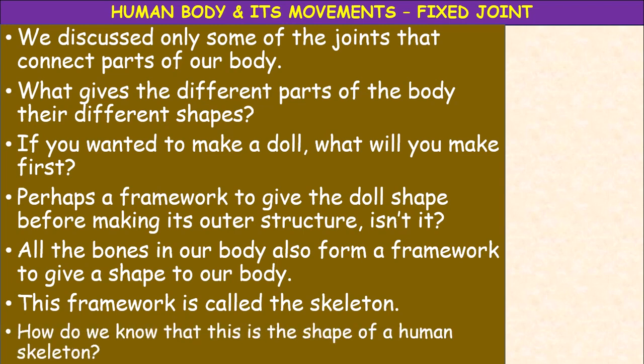Okay, how do we know that this is the shape of a human skeleton? Because the framework resembles the structure of our body. That's why we can easily identify that it is the shape of a human skeleton. In your laboratory also you can check.